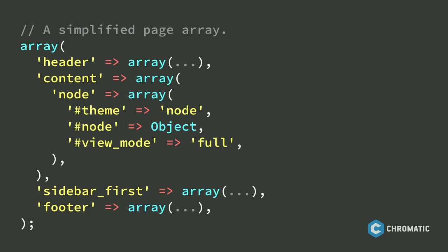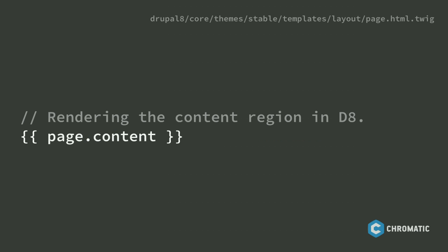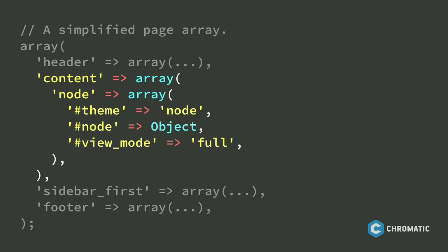The other thing to know about what render arrays look like is that you're often going to see them nested inside of other arrays. So for example, Drupal builds the page with deeply nested arrays that look something like this. This is very simplified, but you've got your regions essentially here on the first level, your header, content, sidebar, and footer. And inside of each of those regions are going to be even more arrays containing the content that should be printed when the page is rendered. So printing a portion of that array, such as the content region, is going to look like this in Drupal 7's page template, and it looks like this in the page template of Drupal 8's stable theme.